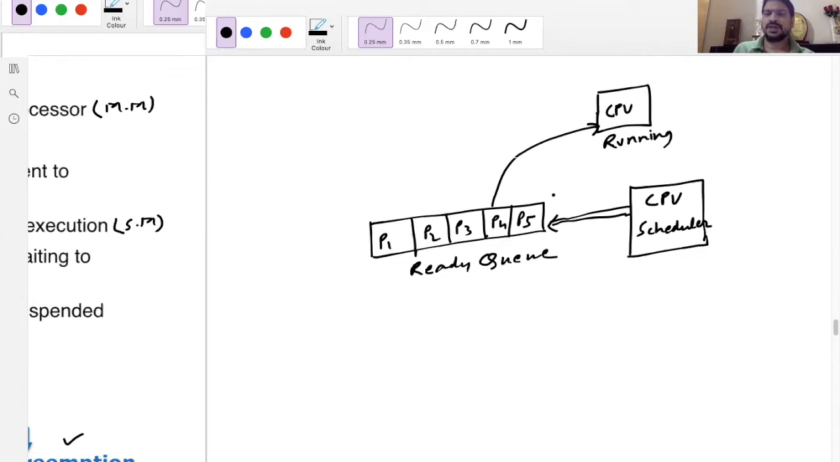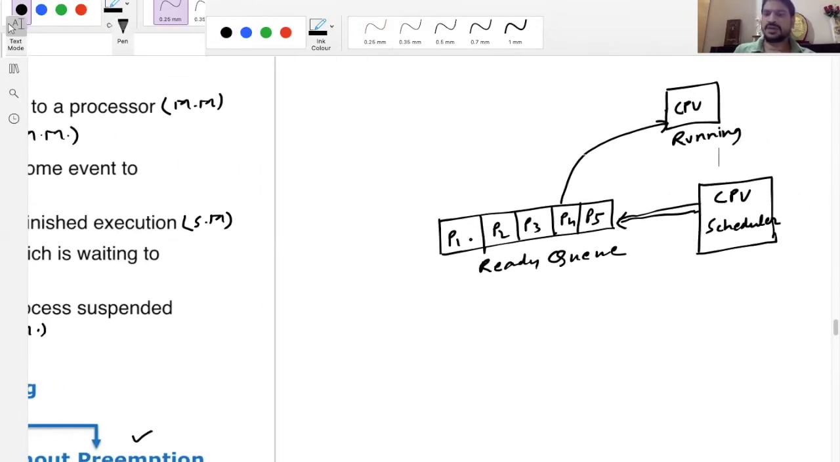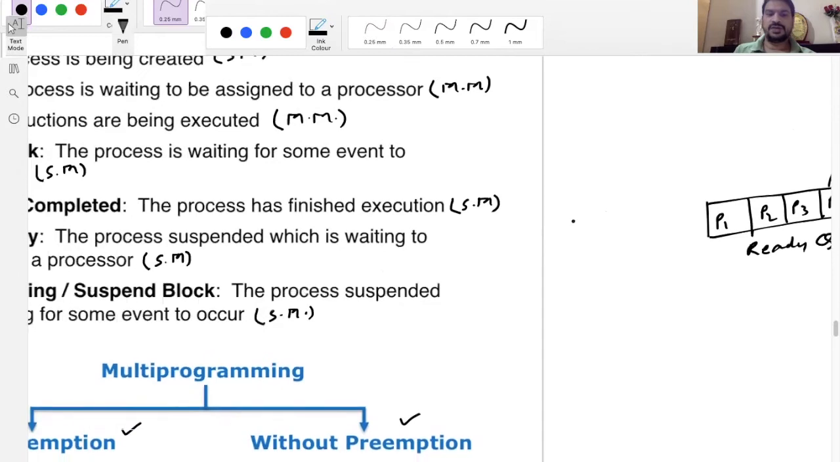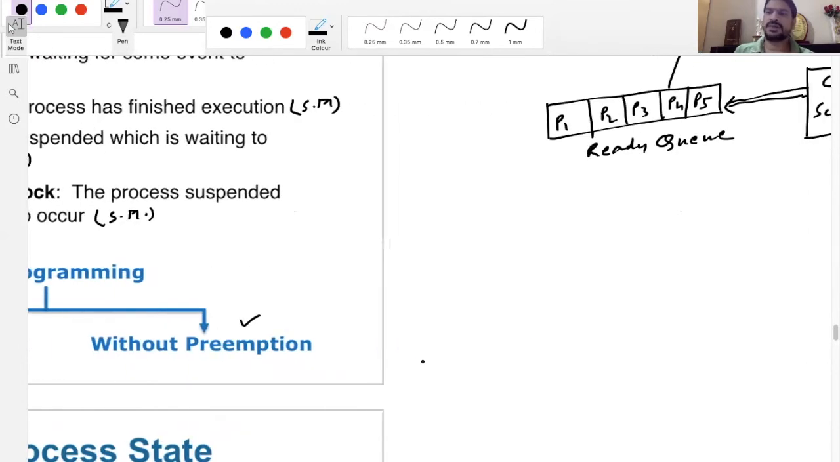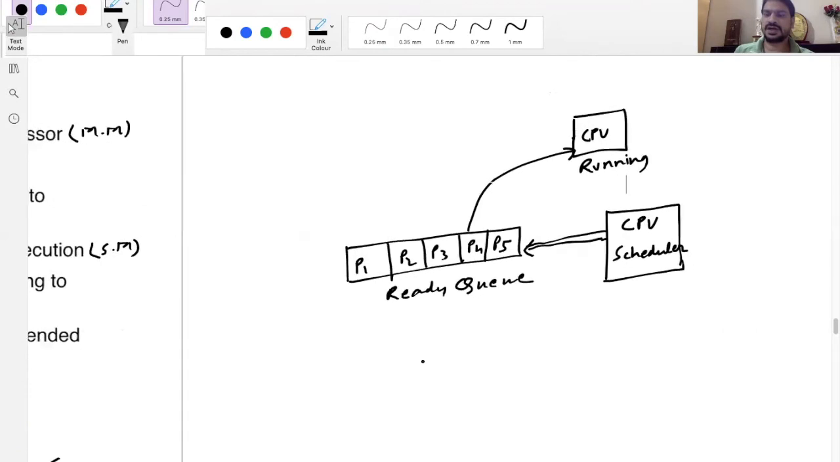Now, these are all multi-programming, right? Multi-programming is multiple programs ready to run. Now, there are two techniques, right? With preemption and without preemption. Let's talk about without preemption first. Now, what happens in the without preemption multi-programming system? There will be no preemption algorithm.